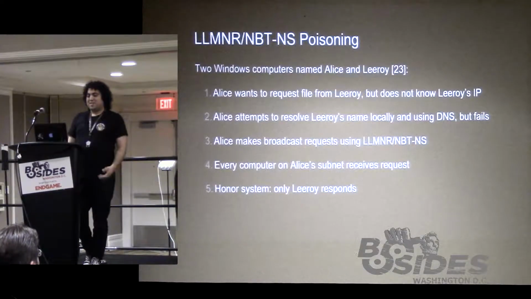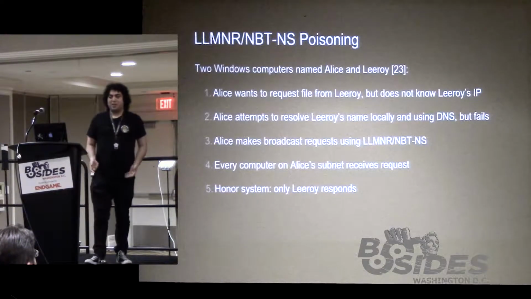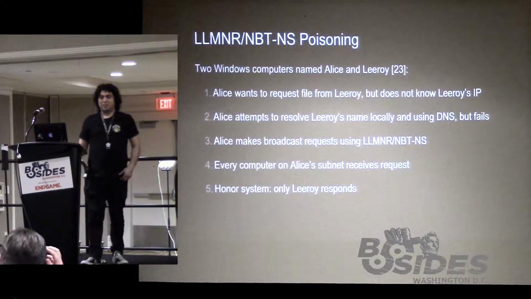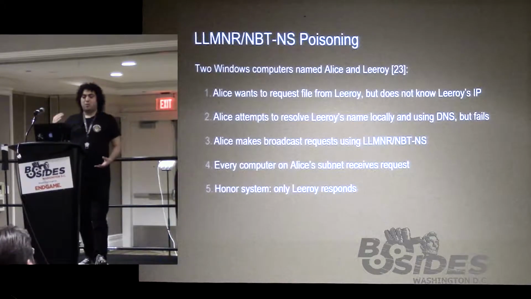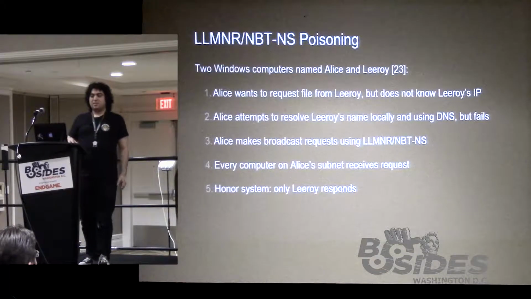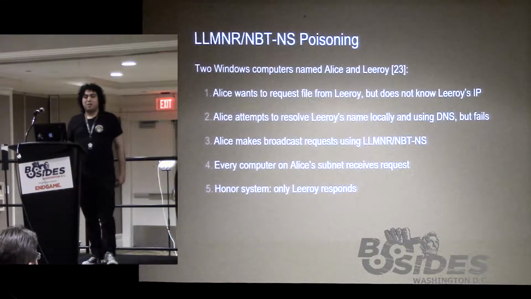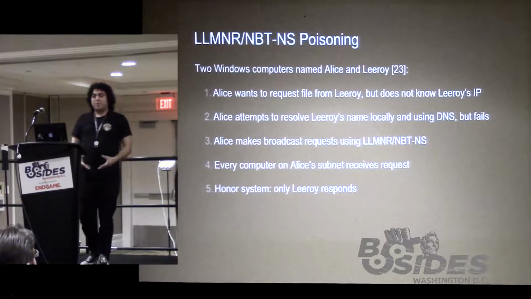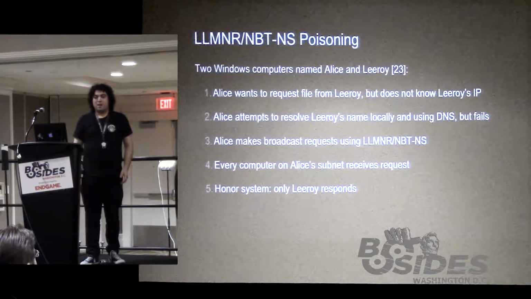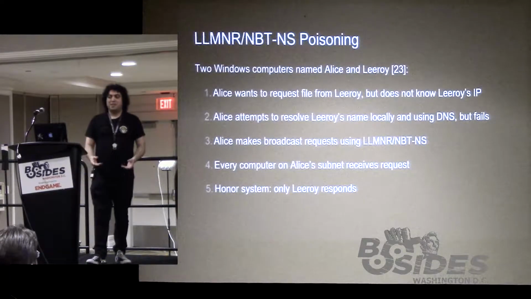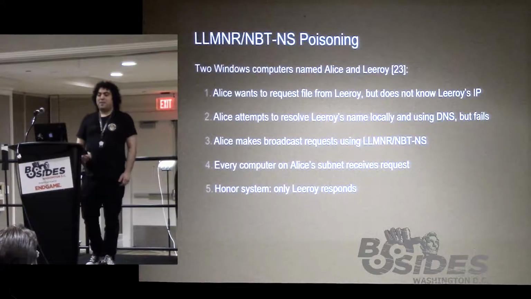So if you can think of 2 computers named Alice and Leroy, and Leroy's a file server, and Alice wants to request a file from Leroy, but Alice does not know Leroy's IP. Alice will first attempt to work through those first NetBIOS name resolution steps that we talked about before, but suppose that fails. At this point, Alice is going to make a broadcast request to the entire subnet using LLMNR and NBT-NS. And every computer on Alice's subnet is going to receive this request. And what happens next really depends on the honor system. The idea is that only Leroy will respond to this broadcast request and provide Alice with an IP.